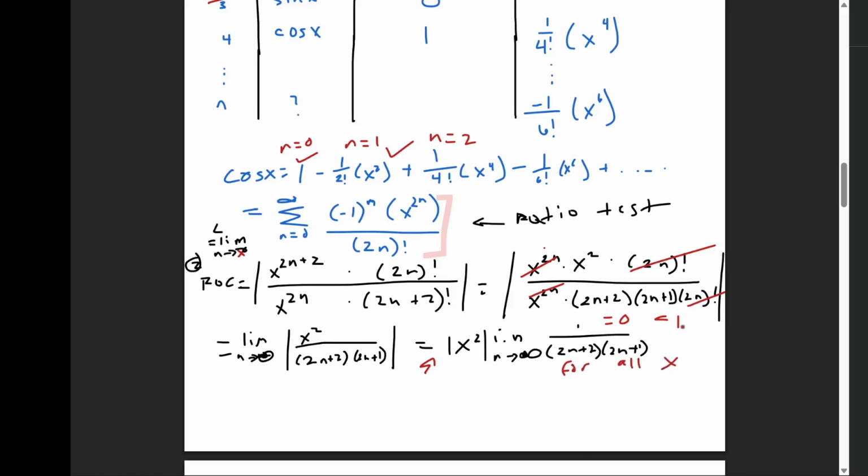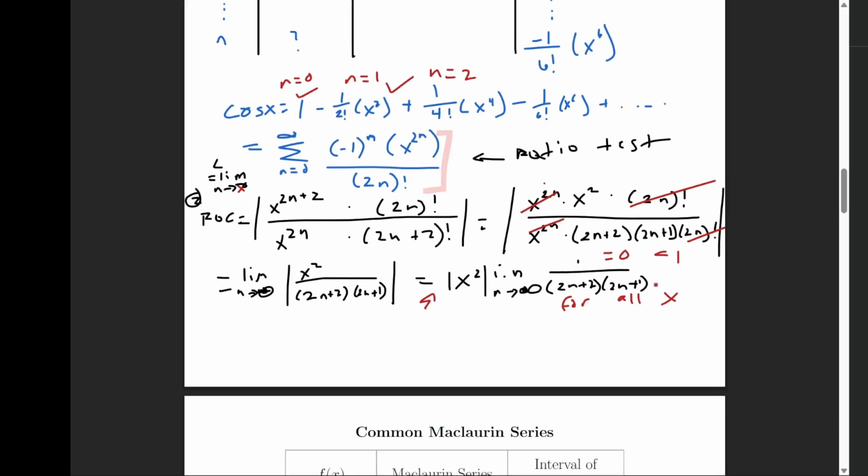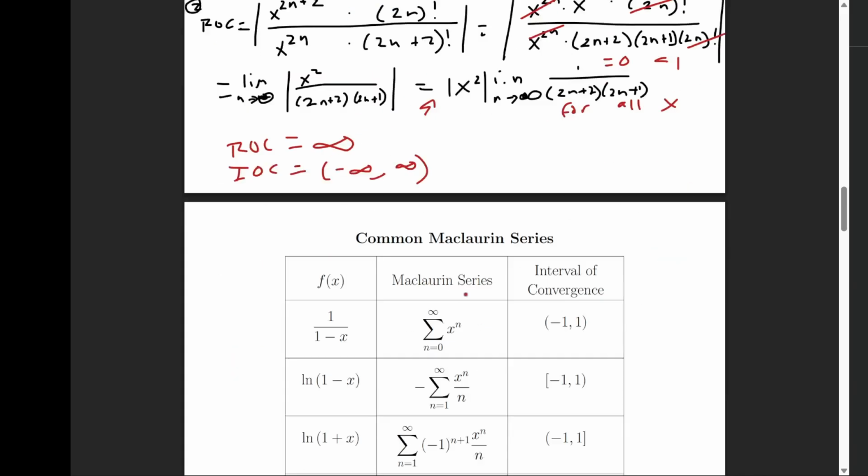So that's important. You should always check that, because it might be different, it might not be, but just for the safe side, right? Because we know that for all x it converges, our radius of convergence equals infinity, right? Because there's no exceptions, it doesn't stop anywhere. Thus, our interval of convergence is going to be negative infinity to infinity, and that's the answer.